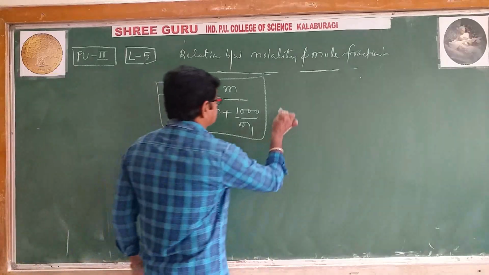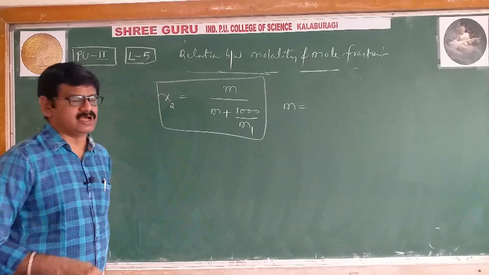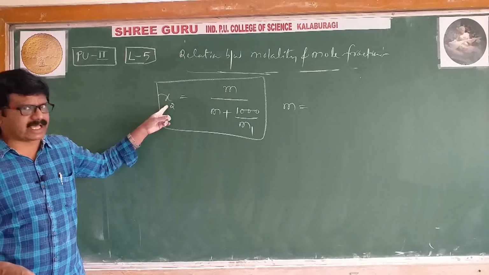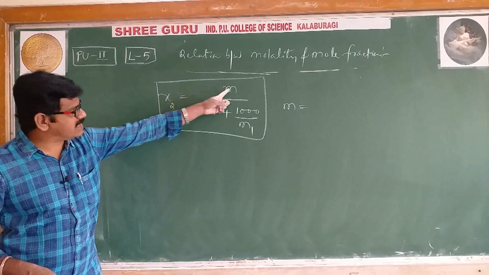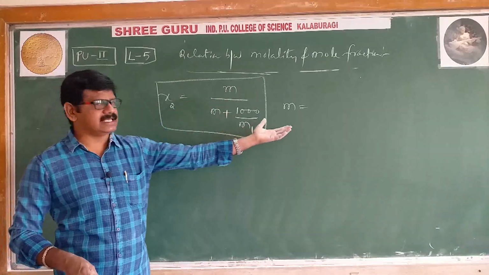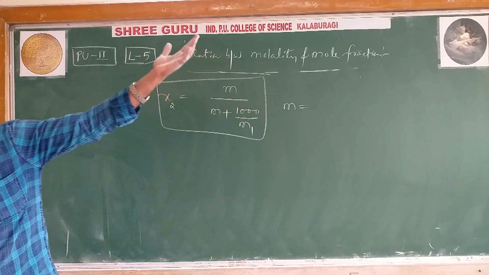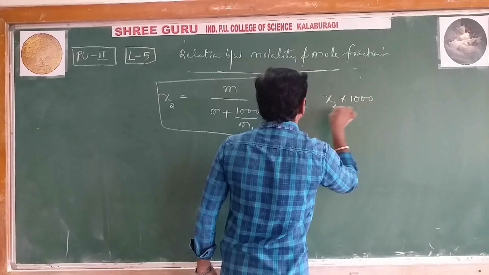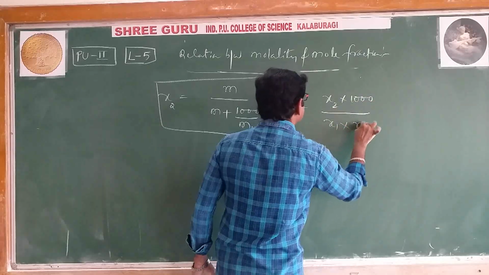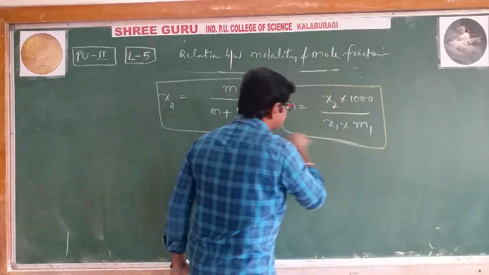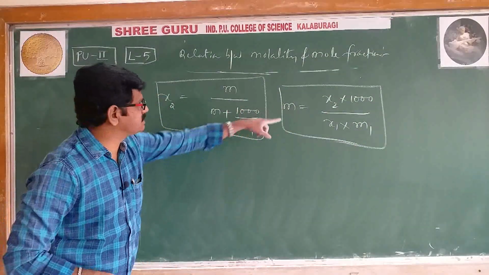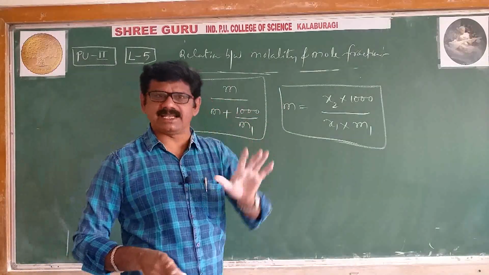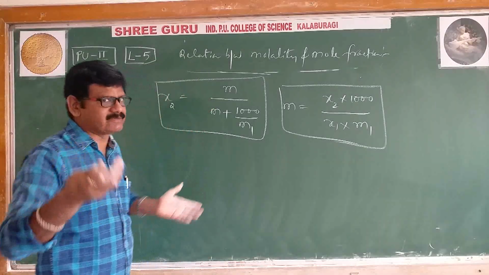And there is one more relation for molality. This formula we use to find mole fraction, but from it we can also calculate molality, no doubt. Specifically for molality, one more formula is given: molality is equal to x2 into 1000 divided by x1 into M1. I'll repeat once again: both are relations between molality and mole fraction. Any one formula is enough, and you can use whichever is convenient.